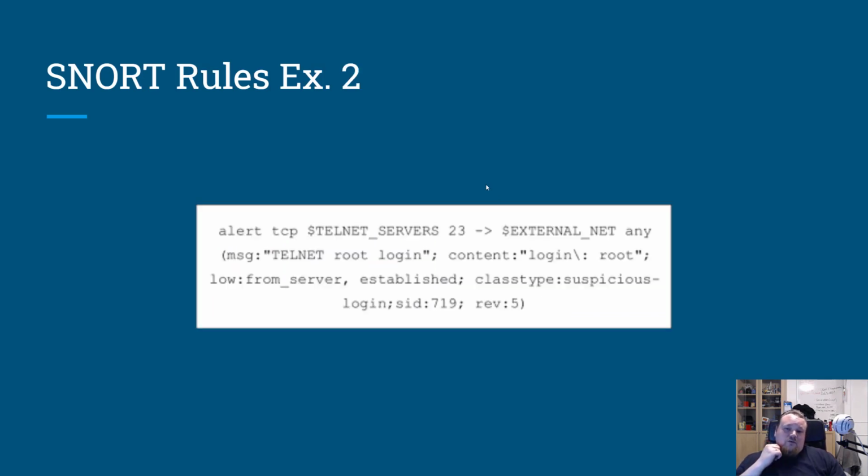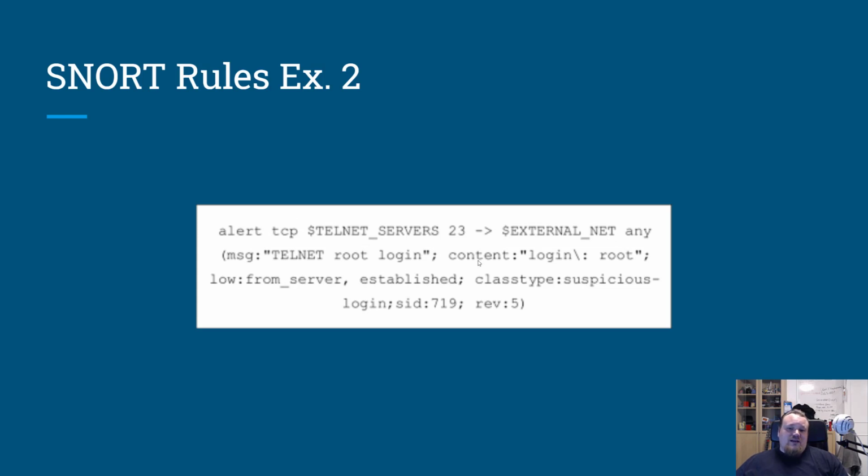A second one could be something like this, where we're using variables inside the rules, and $TELNET_SERVERS should be a variable that is inside your configuration file in Snort somewhere. So that could contain many different kinds of telnet servers. The same for $EXTERNAL_NET. It could be many different kinds of IP addresses for external networks.